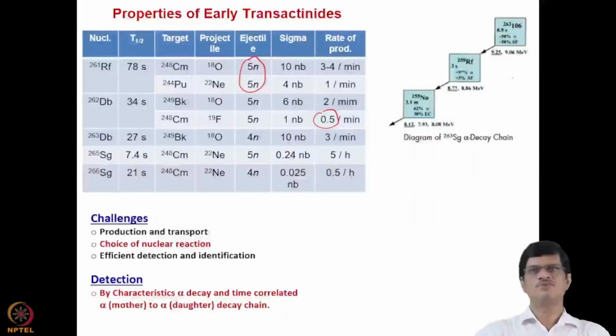The alpha particles you see are from 263 seaborgium, which has nearly 50% alpha and 50% spontaneous fission. For 259 rutherfordium, you have 97% alpha and 3% spontaneous fission. And for nobelium 255, we have 62% alpha and 38% electron capture. So ultimately, when you do the counting, the seaborgium as well as the rutherfordium must have already decayed, and so necessarily you have to count the 255 nobelium. And if you are able to detect it, then you can always assume that 263 seaborgium has formed.